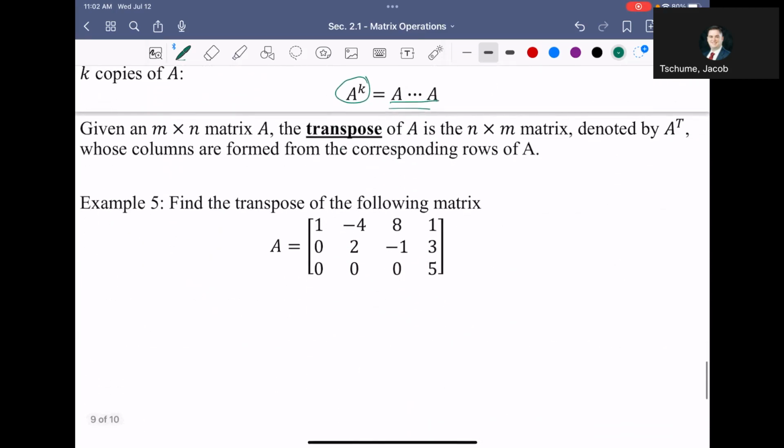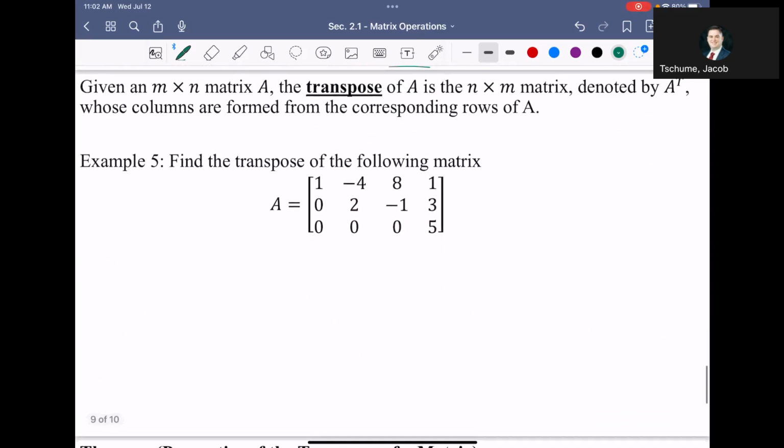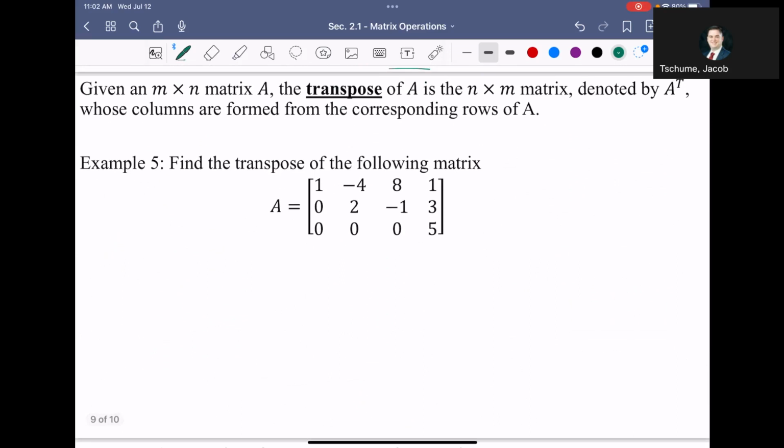All right. The last thing we want to cover in this video for matrix operations is the idea of a transpose that we're going to need once in a while. So let's assume once again that you have an m by n matrix A. Then we are going to define the transpose of a matrix A as an n by m matrix denoted by A raised to the capital T, whose columns are formed from the corresponding rows of A.